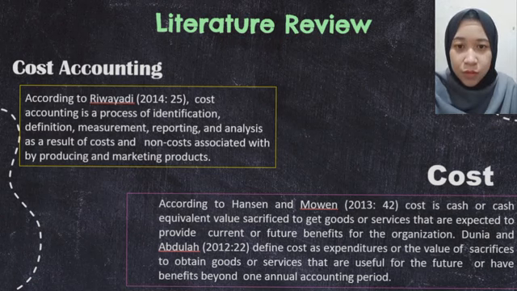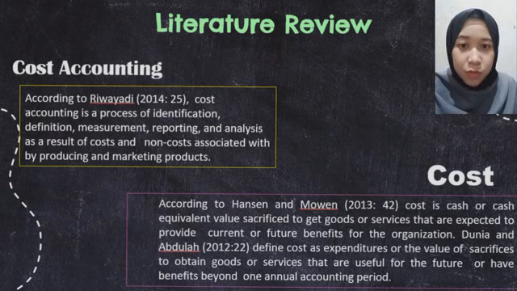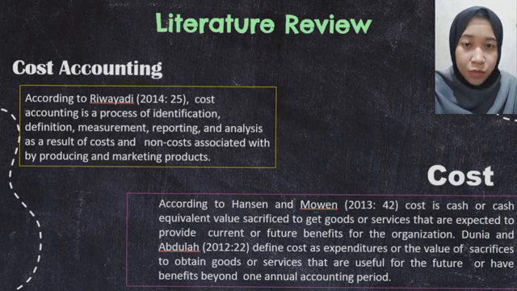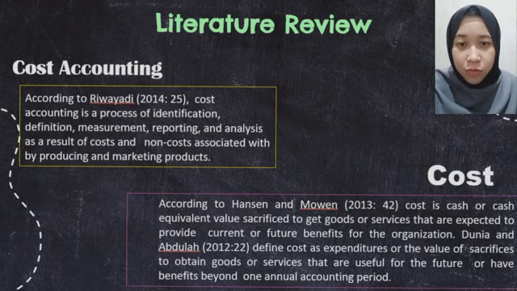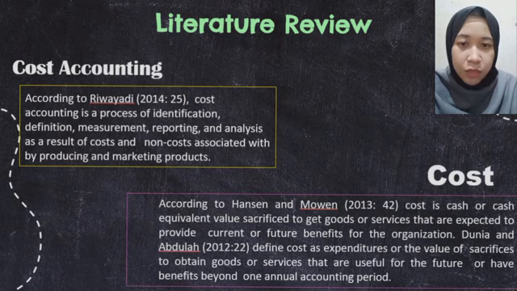Cost. According to Hansen and Mowen, cost is cash or cash equivalent value sacrificed to get goods or services that are expected to provide current or future benefit for the organization. Dunia and Abdullah define cost as expenditure or the value of sacrifice to obtain goods or services that are useful for the future or have benefits beyond one annual accounting period.